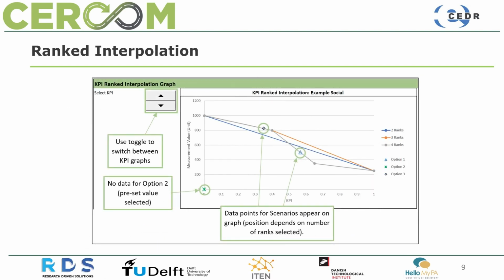Once these ranks are defined, the measurement or data values for each option can be entered by the user. The ranked interpolation method then provides a means to translate the data for each scheme option to a value between 0 and 1 as required for the optimization step.